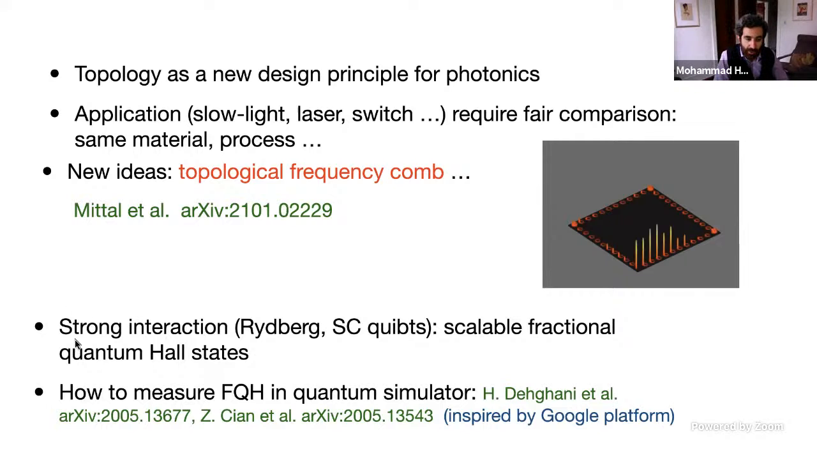Most of the things that I talked to you about were linear and weakly nonlinear. One can think of putting these ideas into a strongly interacting system, and think of making fractional quantum Hall states of light. So there are nice works, this should be qubits, in Chicago, both on Rydberg and superconducting qubits, to look at fractional quantum Hall states. We have also been theoretically exploring these questions, in particular inspired by quantum simulators in Google. And that's that we have access to these quantum simulators.